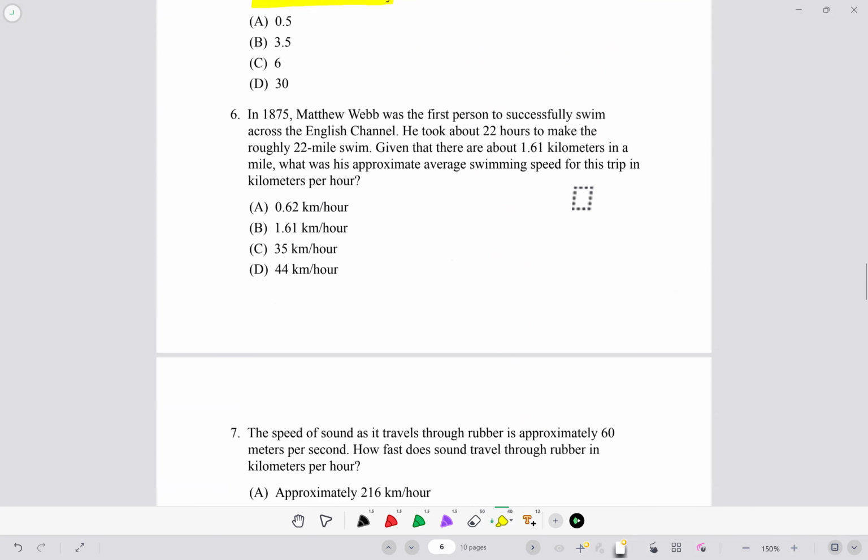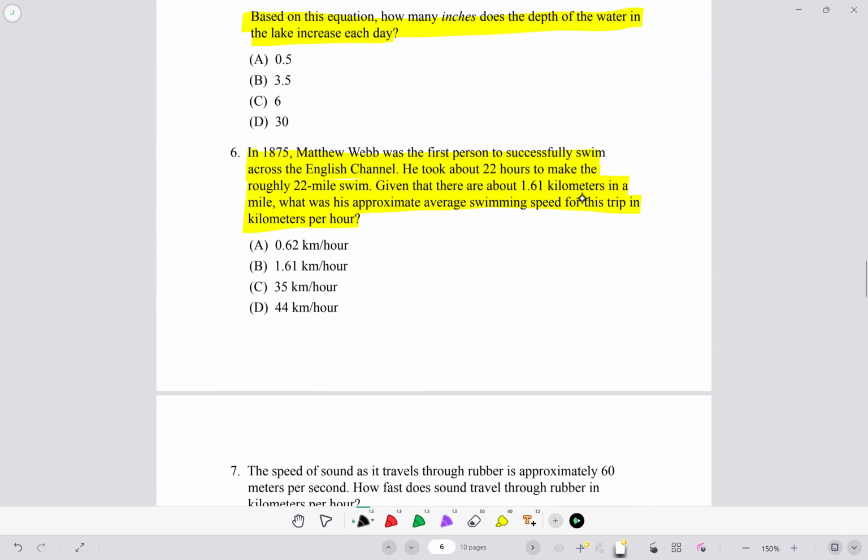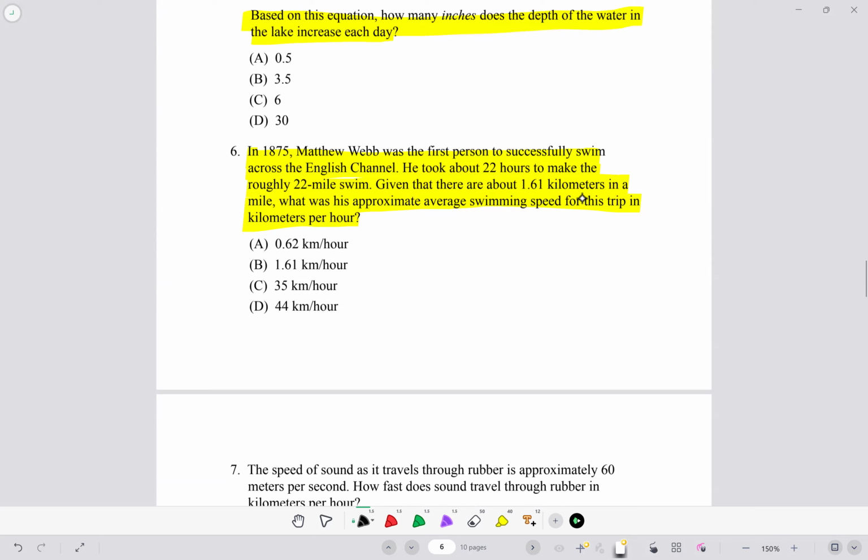So in 1875, Matthew Webb was the first person to successfully swim across the English Channel. He took about 22 hours to make the roughly 22-mile swim. Given that there are about 1.61 kilometers in a mile, what was his approximate average swimming speed for this trip in kilometers per hour? Some amazing problems, not only amazing but also enjoyable, some easy problems.